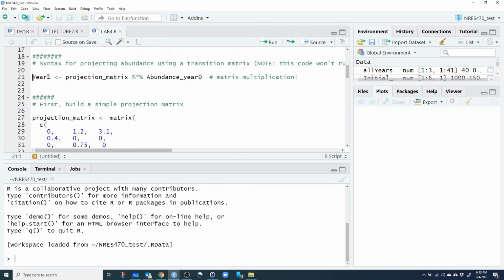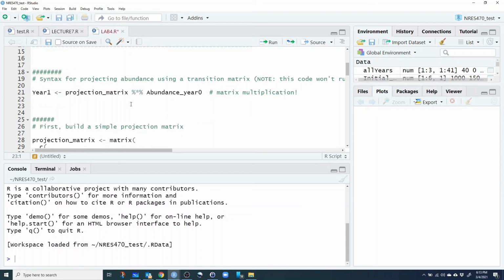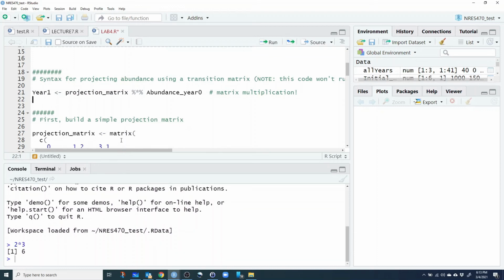Now this top line here just goes through the syntax for doing matrix projection modeling in R. This is the special character for matrix multiplication. If you just want to multiply something, like 2 times 3, you can just use the asterisk. But for matrix multiplication, you have to use this %*% symbol, and that specifically represents matrix multiplication.